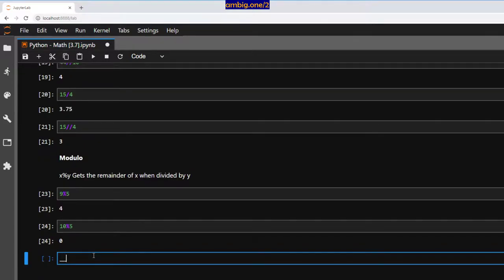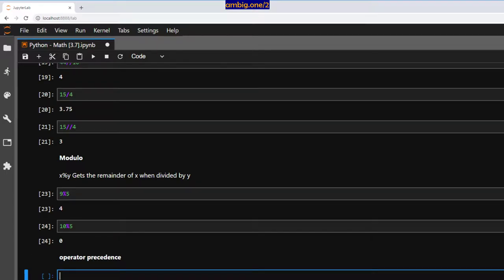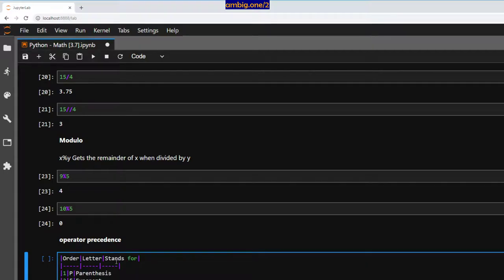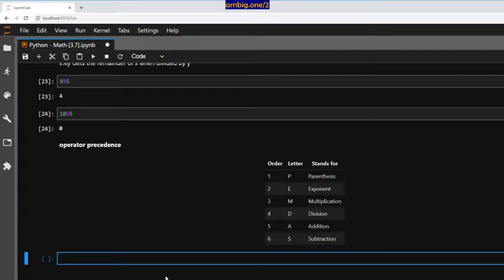Then we have operator precedence. You might want to know this. When you want to do multiple mathematical operations, you definitely want to remember it. I do not know any easier way of remembering it. If you know, let me know. So it's PEMDAS, as in PREMDAS or ADIDAS, no, PEMDAS. Probably that is how you want to remember it.